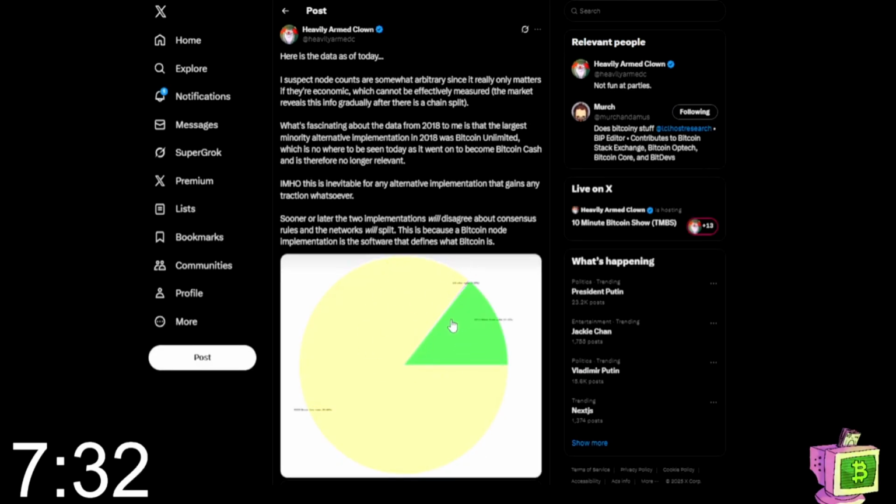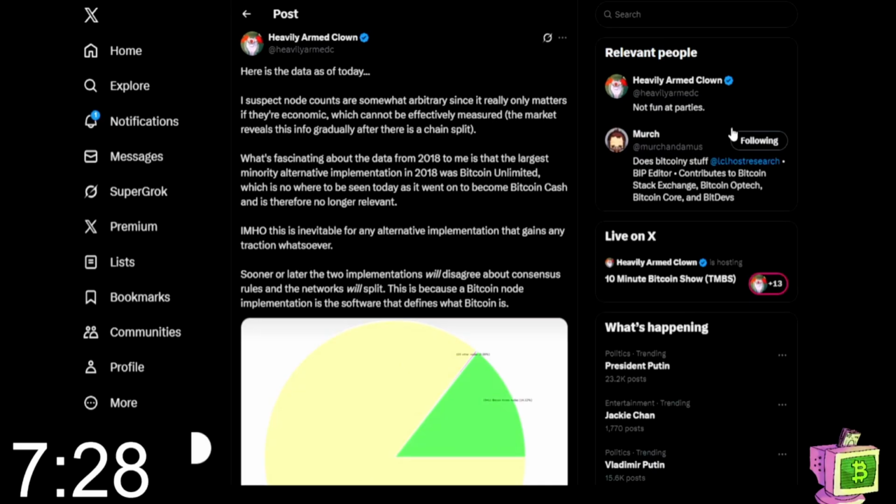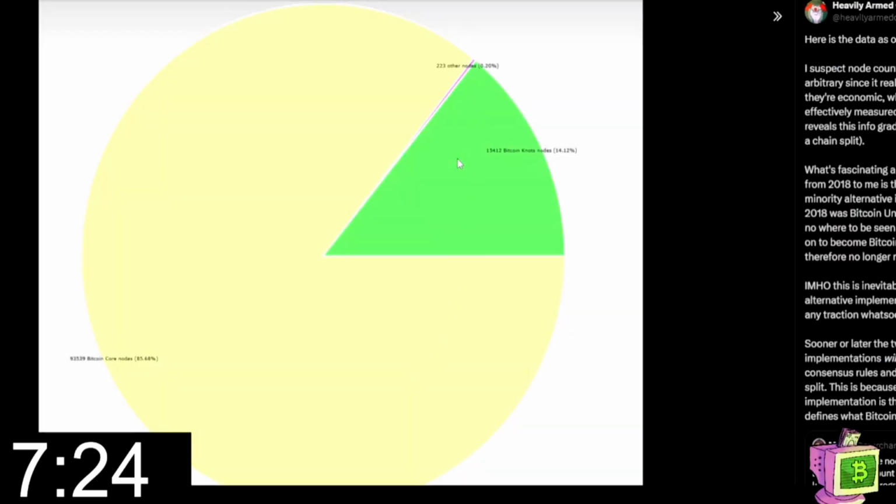Now this is relevant because if we were to fast forward to today and take a look at this same tool, hang on, my perspective's all out of whack here. Reset. There we go. Okay. If we were to look at this same data today, we would see this. This is using Luke's same tool. If you just go and look it up today, you'll see Bitcoin Core nodes are at 85.68% with a node count of 93,539, and Bitcoin Knots nodes are at 14.12%, with a count of 15,412.